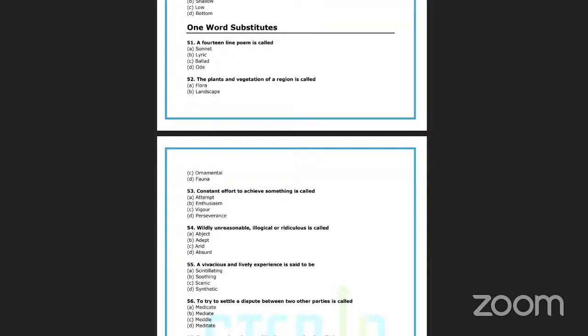Fine. The plants and vegetation of a region is called as what? I can see a few people are answering. Yeah, it took some time to load the screen. Fine, the plants and vegetation of a particular region is called as what?